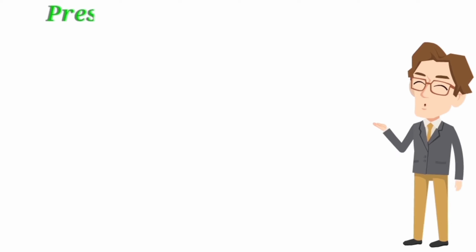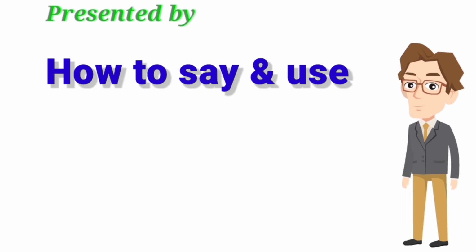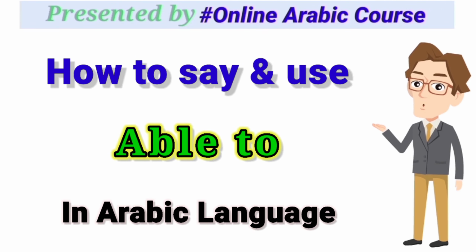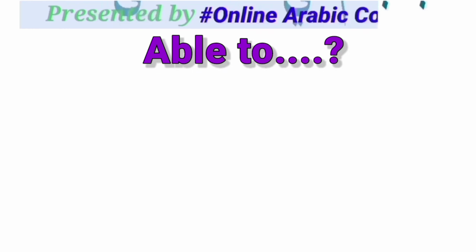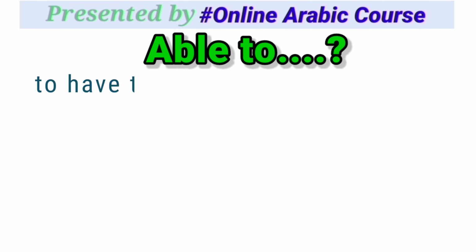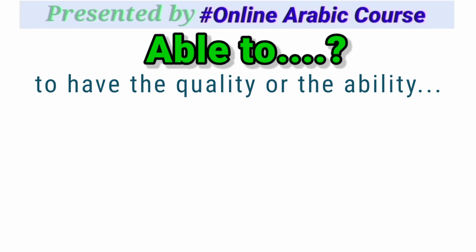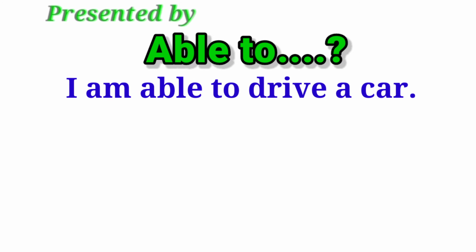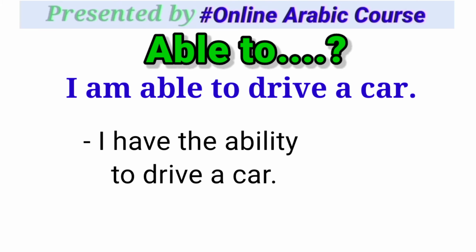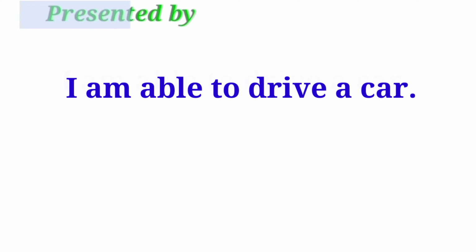Today we are going to learn how to say and how to use "able to" in Arabic language. So let's get started. Before starting the lesson, let me explain first what "able to" means in sentences. The answer is: able to means to have the quality or the ability to do something. For example, I'm able to drive a car. It means I have the ability to drive a car. Or in a simple sentence, I can drive a car. Let's translate this sentence in Arabic in different ways now.